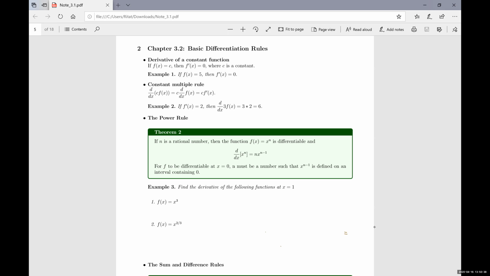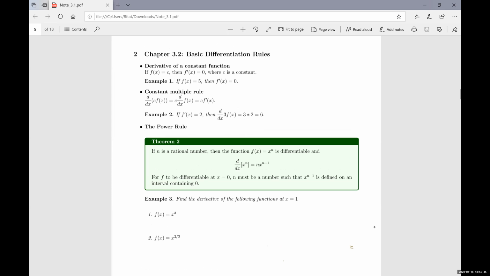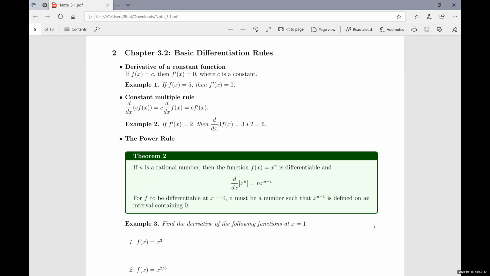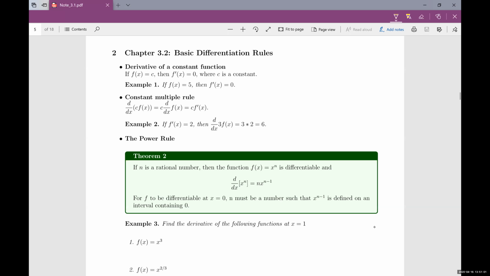Right, and you can see here in our lecture note, here are the three rules that we just talked about. The constant rule: the derivative of any constant should be 0. And then the constant multiple rule: if you have c multiplied to f of x and you want to find the derivative of c times f of x, you just move the c out in the front, and then you multiply c to the derivative of f of x.